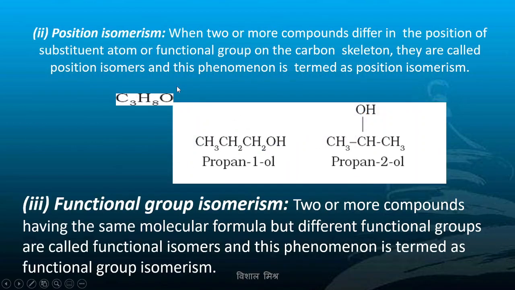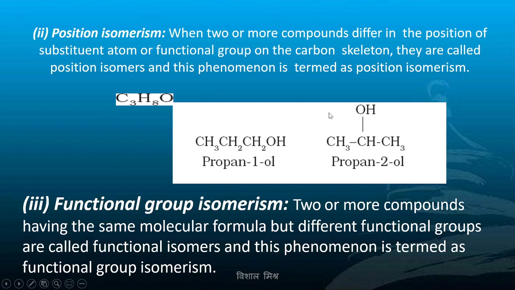Next comes position isomerism. In the case of position isomerism, the molecular formula remains the same, just the position of the functional group or the substituent atom is different. Here you see, this OH was present at the terminal carbon, but in this case, the OH is present at the middle carbon. So this type of isomerism is known as position isomerism.